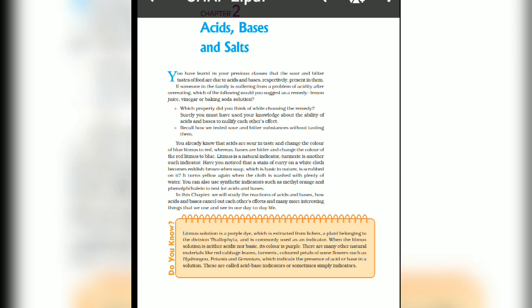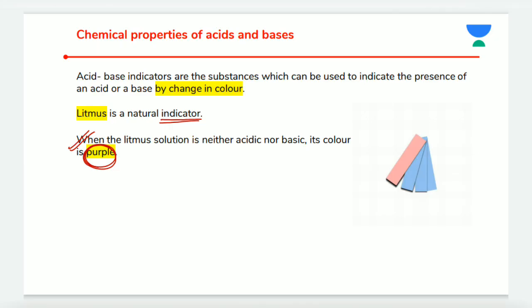We know that. How do we come to know about acids and bases without tasting them? हमने चेक नहीं किया कि वो sour in taste है या bitter है, तो हम कैसे पता लगा सकते हैं? With the help of the indicators. Indicators are the agents which give us the idea about the nature of the substance, whether it is acidic, basic or neutral. So in chemical properties, first of all we have the indicators. Acid base indicators are substances which can be used to indicate the presence of an acid or a base by the change in color.